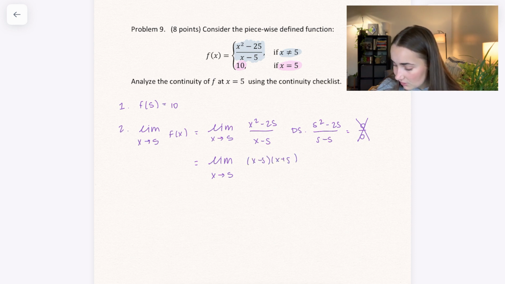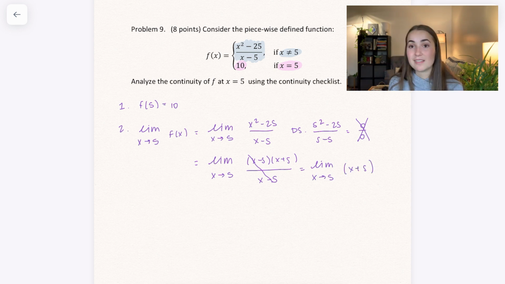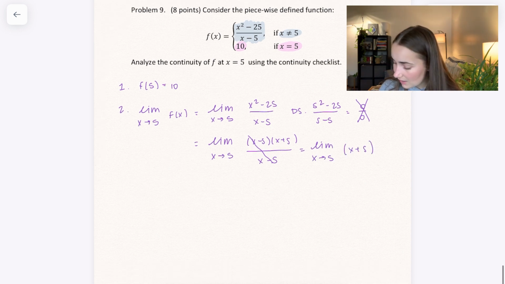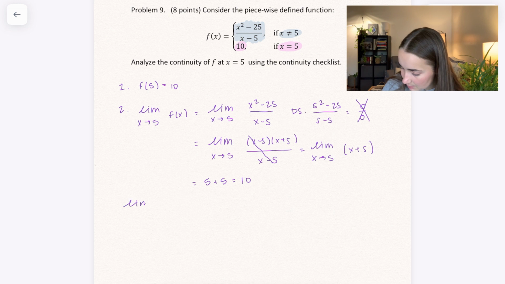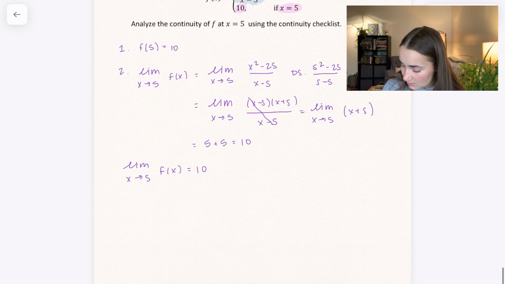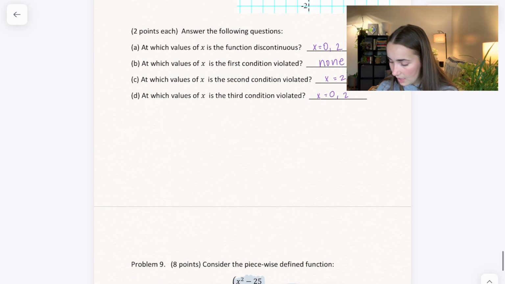If you initially saw that, you don't need to use direct substitution. You can just plug it in. And here the x minus 5's cancel, and now we just have x plus 5. So let's go ahead and evaluate the limit. I'm going to plug in that value of 5. So I get 5 plus 5, which is equal to 10. So the limit as x approaches 5 of f of x is going to be equal to a value of 10.